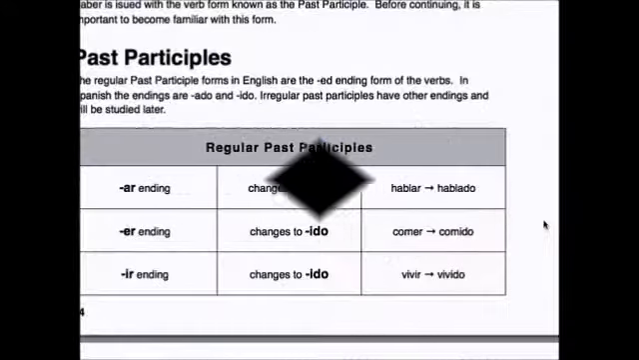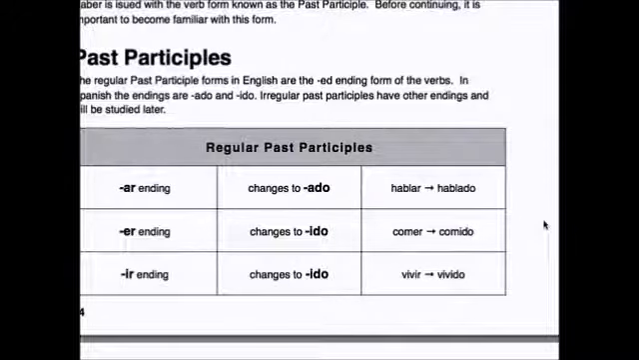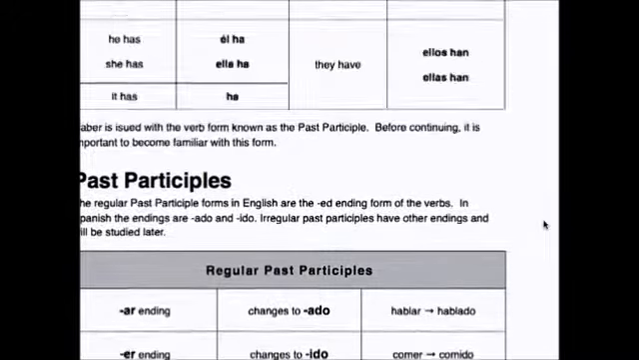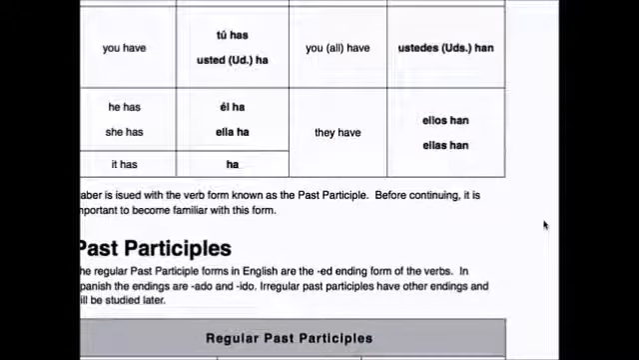How do we use a past participle? Well, the only reason why we have a past participle is so that we can combine it with the auxiliary to have. We have studied the verb to have. ¿Cómo dice to have? Tener. Tener. But the auxiliary to have is haber, okay, which is different, right?